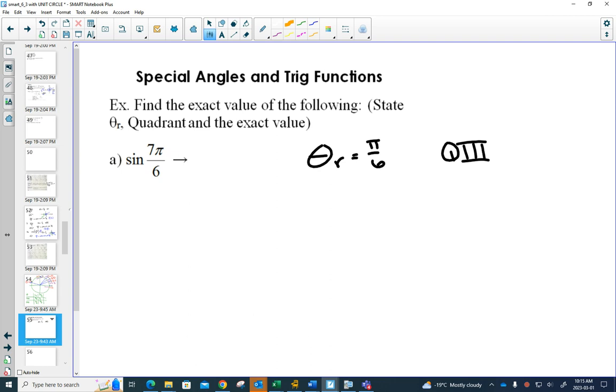It's in quadrant 3. And according to my CAST rule, sine is negative in quadrant 3. So from that, I'm able to write that this is equal to negative a half. My quadrant tells me it's negative. My reference angle tells me that it's a half.